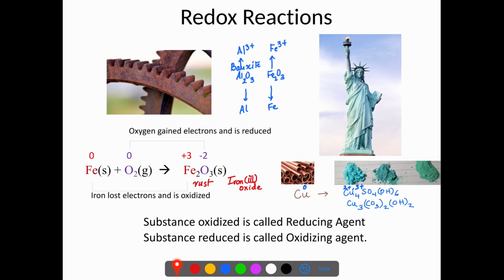So what's happening to iron? It itself is getting oxidized. Okay, so be familiar with this terminology. The substance that is oxidized is called reducing agent. The substance that is reduced is called the oxidizing agent.